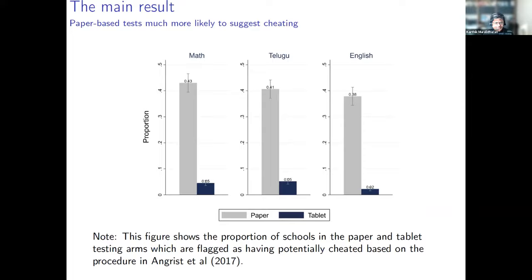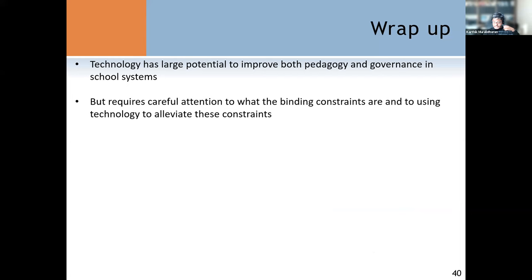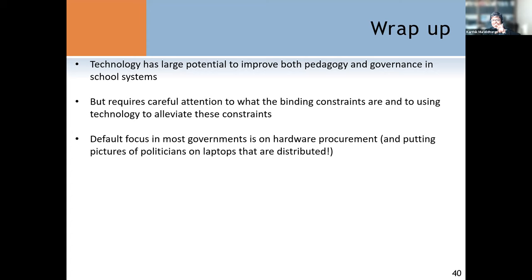So my last slide, to wrap up, is technology has enormous potential to improve both pedagogy and governance, but it requires careful attention to what the binding constraints are and to using the technology to alleviate these constraints. Now, that's the good news. The bad news is if you look at most countries' national education technology policy, the bulk of the focus is on hardware procurement, okay?